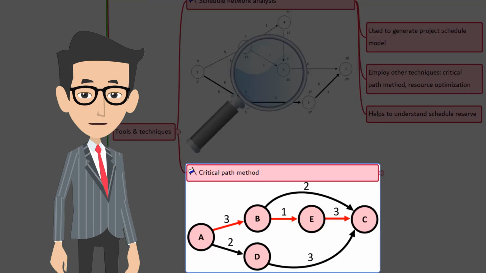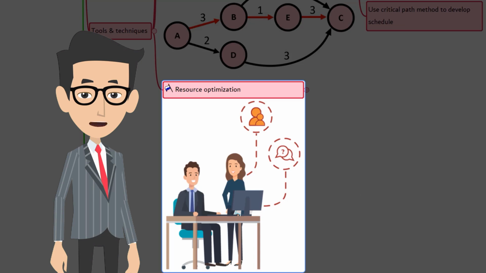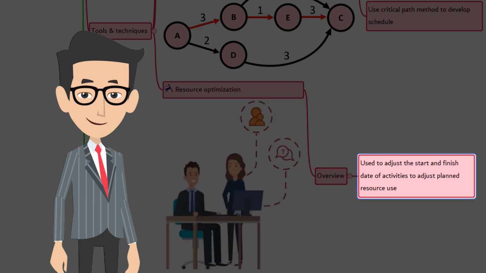The next is critical path method. We already had a detailed discussion about it, so let's jump into the context. To develop an optimal schedule with the given constraints and assumptions, the critical path method is used. The next tool and technique is resource optimization. Let's start with the overview. Resource optimization is used to adjust the start and finish dates of activities to adjust planned resources to be equal to or less than resource availability.